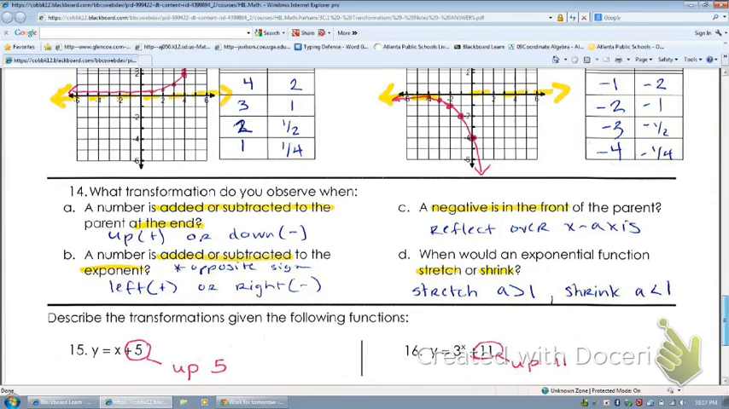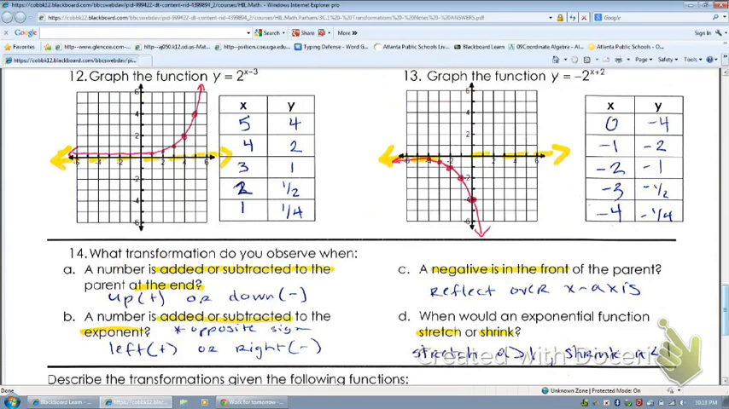All right, so again, we have added or subtracted to the parent function. We adding, it's shifting up or down, okay? At the end, the key word, and I like the way we highlight this right here, at the end, okay? A number is added, subtracted to the exponent. We just said that. You're going to think opposite. Opposite. But we know we're shifting left or right. Okay, C, a negative is in front of the parent function, reflecting over the x-axis. We're good on that one.